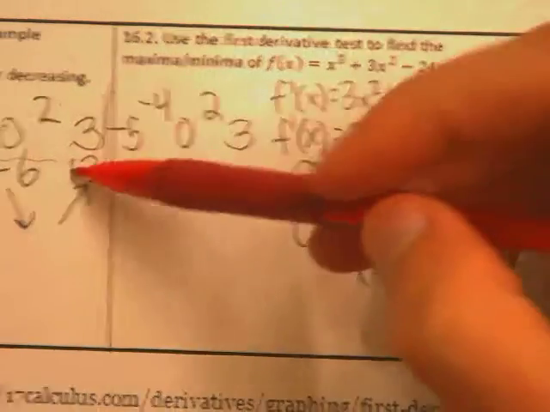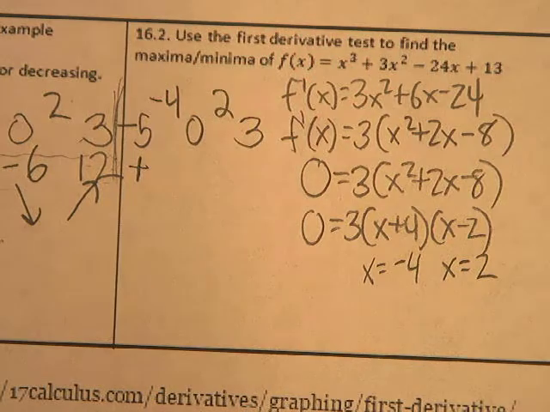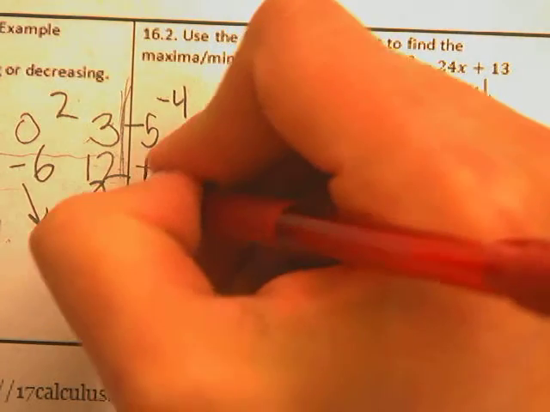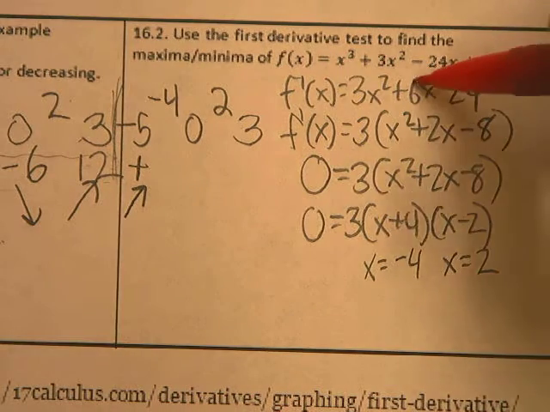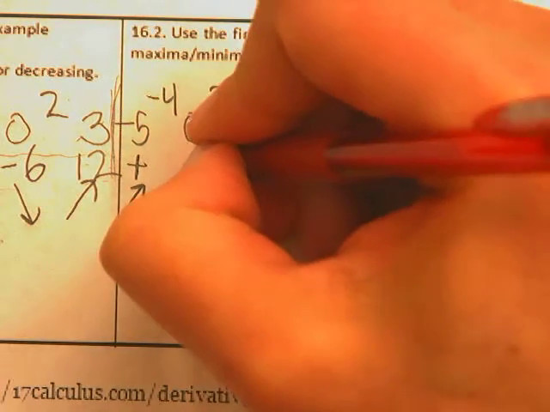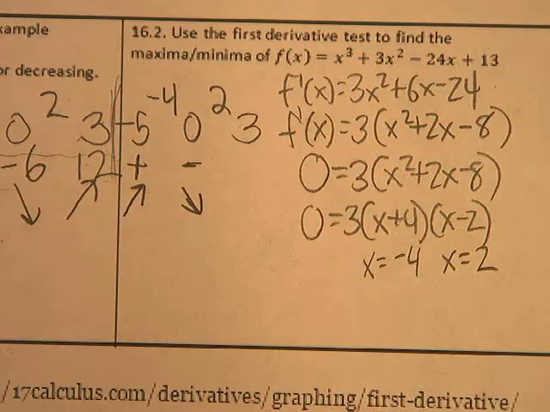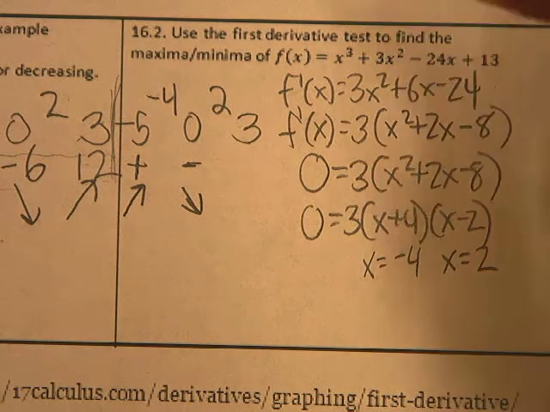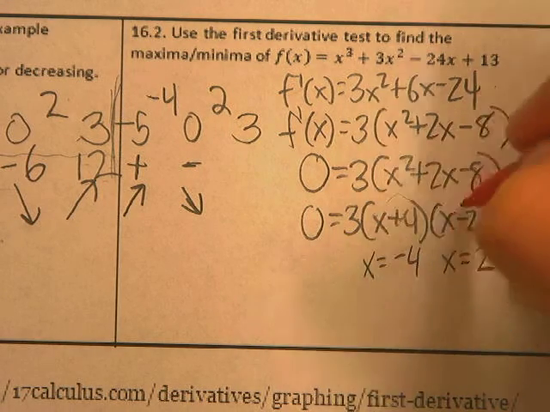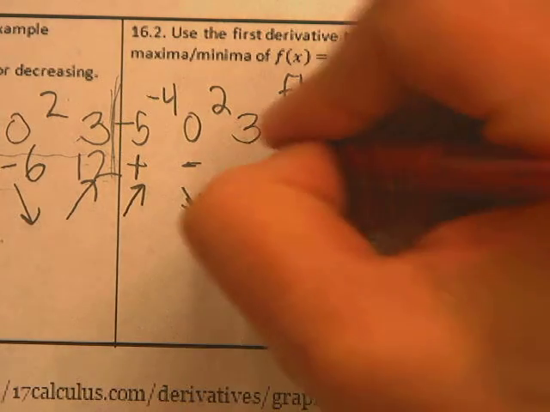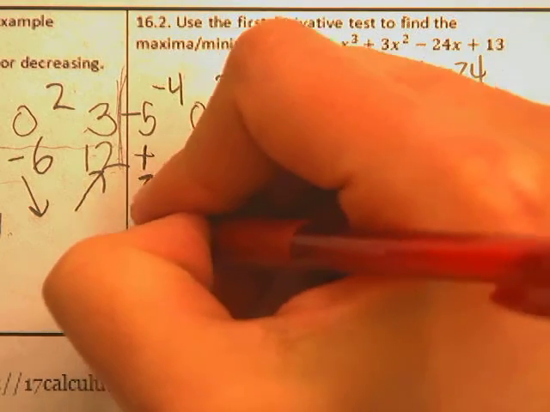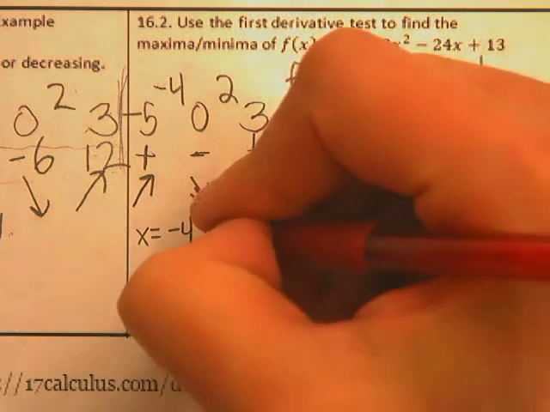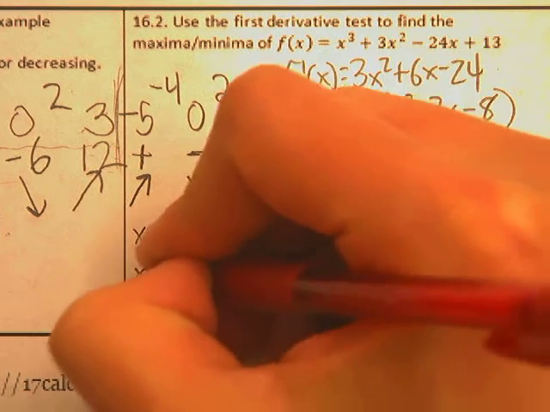Unlike over here, I didn't need to find these values. I just needed to know whether or not they were positive or negative. If it's positive, that means this is increasing. All right, 0. I plug it in, I get negative 24. That's a negative number, so this is decreasing. 3, if I plug into my derivative, I get positive here, positive there. We're back to positive, we're increasing. So this thing actually has both a maximum and a minimum. And x equals negative 4 is our max, and x equals 2 is our min.